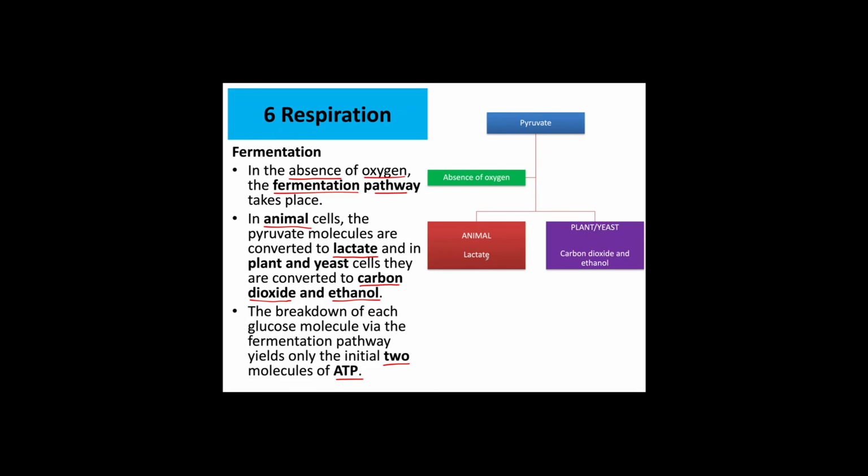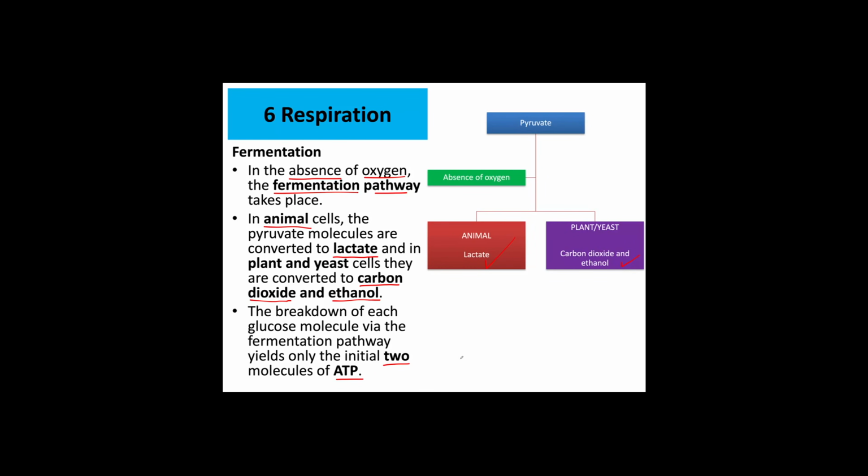And for animal cells, that produces lactate. Okay, and you might have heard of something called lactic acid, which does accumulate in your muscles and your blood, and it can cause pain and fatigue within that area of the body. And plants and yeast produce carbon dioxide and ethanol. And you might have heard of fermentation in terms of producing things like alcohol and so on. That uses that method because ethanol is a byproduct, which is obviously the alcohol part of alcoholic drinks like wine and beer and so on.